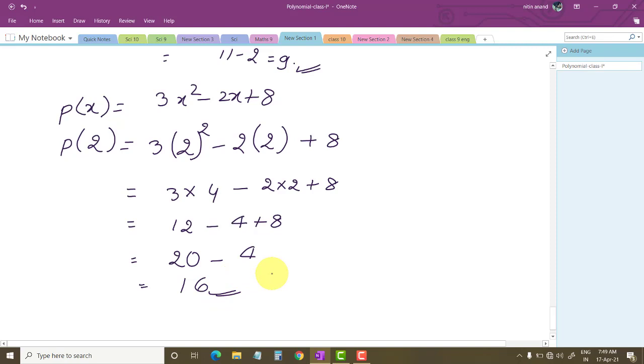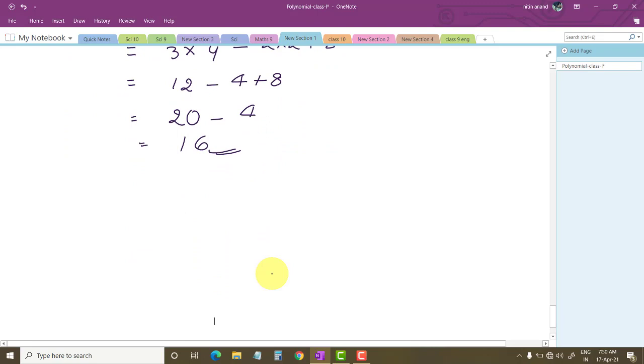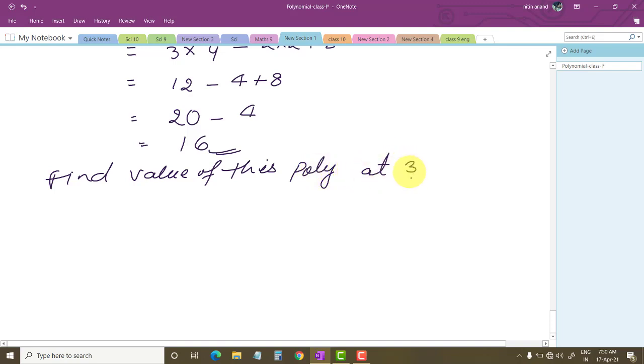This is our value of the polynomial at a given point. But now one remains for you. The question is: find the value of this polynomial, the one discussed just above, at 3. We will find the value of that polynomial at the point 3.